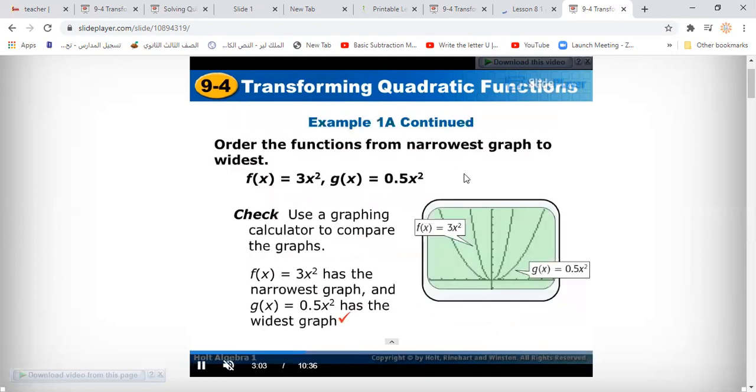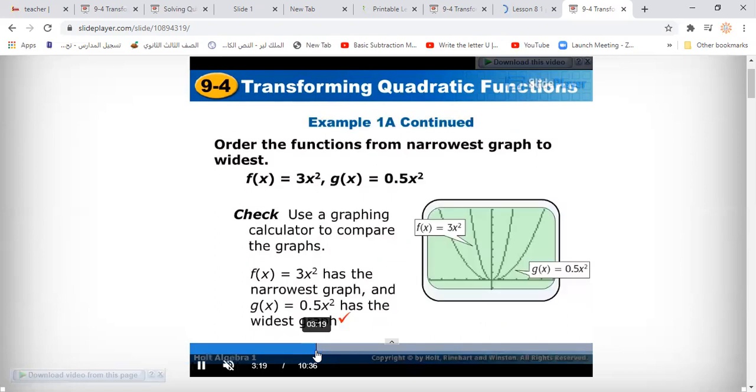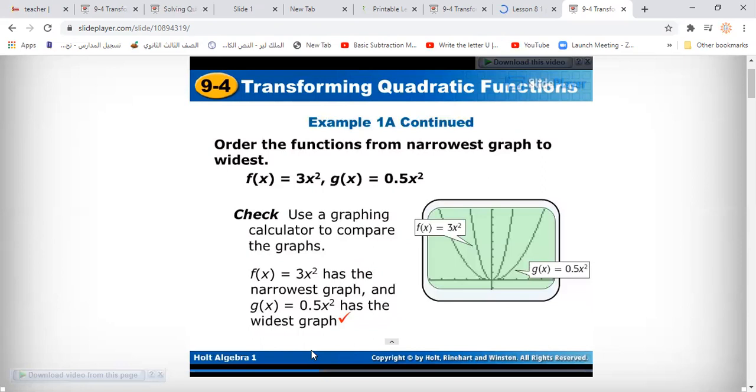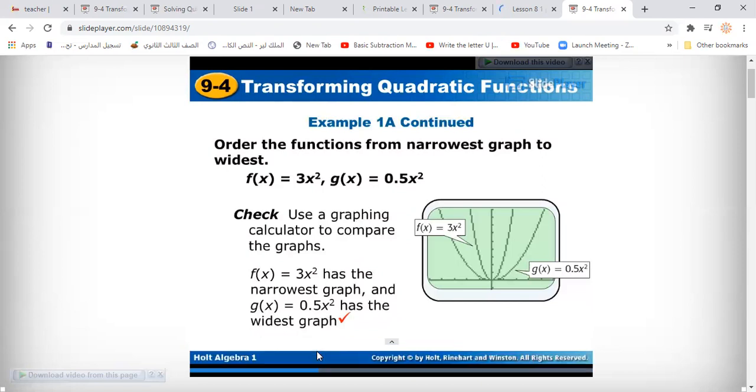This is another example. Order the functions from the narrowest graph to the widest graph. As I said, narrowest means it has the greater value of a, widest the least value of a. In this question, we have two quadratic functions. The first one is f of x equals 3x squared, and the second is g of x equals 0.5x squared. Then we find the absolute value. The absolute value of 3 is 3, and the absolute value of 0.5 is 0.5.